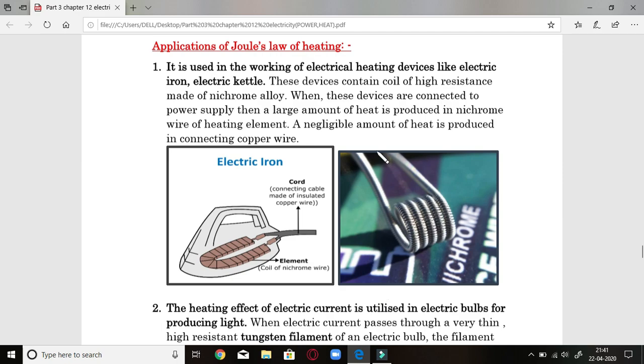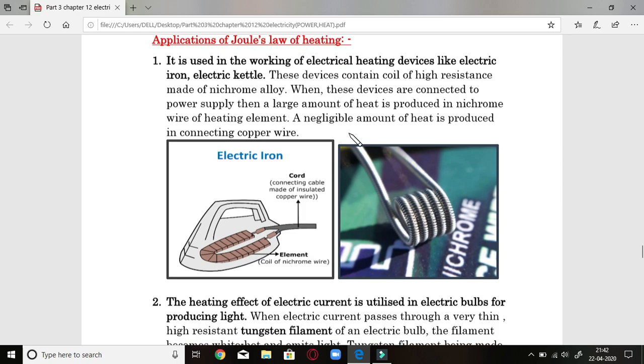Now these devices contain a coil of very high resistance made of nichrome alloy. You can see here I have shown an electric iron in which there is a coil or element of nichrome wire, and this is connected with another cord which is made up of copper wire. Now this is a nichrome wire, as you can see here. When these devices are connected to a power supply, a large amount of heat is produced in the nichrome wire of the heating element. Reason? Because it is made up of very high resistance.